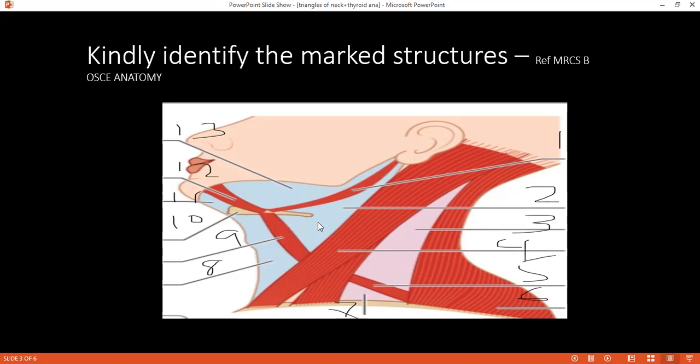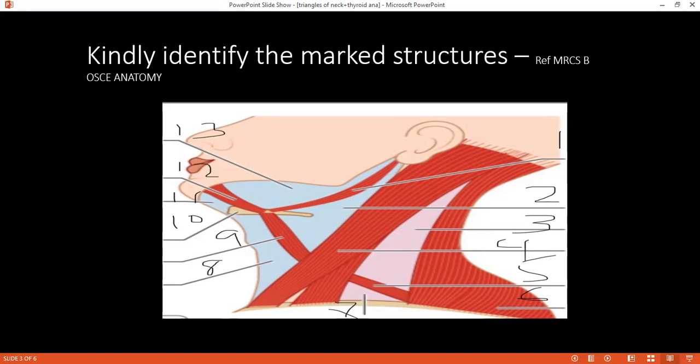Okay, can you please identify this triangle, number 10? Carotid triangle. Sorry, number 10 is the hyoid bone. This is number 2, I'm sorry, this is the carotid triangle. Very good. If you can identify number 8, please. Muscular triangle. Okay. If you can identify number 7, it is part of the posterior triangle. Suboccipital triangle or posterior triangle.